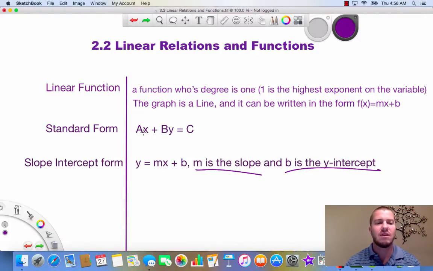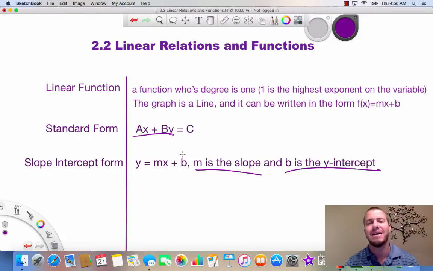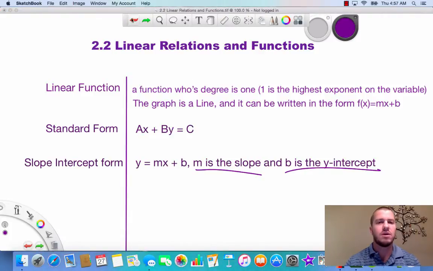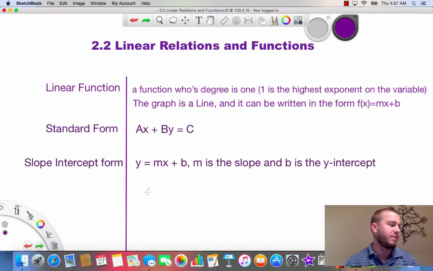You also have standard form, which is ax plus by equals c. Notice the x and the y are on the same side here. That's what standard form is. So getting on to a couple things, you can tell from the beginning if one is a linear function or not. It can be written in the form f of x equals mx plus b.